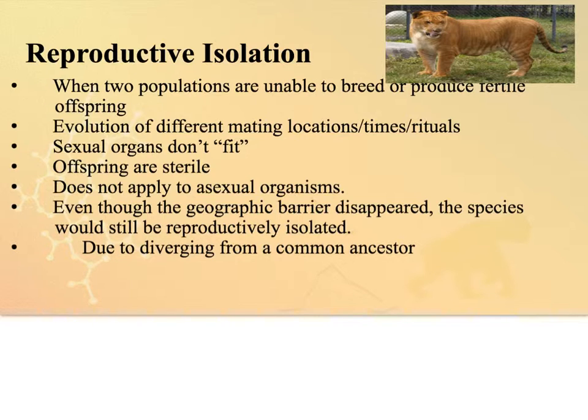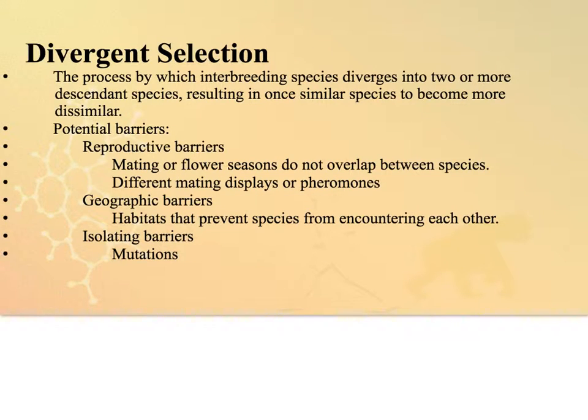Reproductive isolation arises when geographic barriers form, but even if the geographic barrier is removed, the species would still be reproductively isolated as long as speciation had occurred. Divergent selection is the process where an interbreeding species diverges or separates into two or more descendant species, resulting in once similar species becoming more dissimilar.